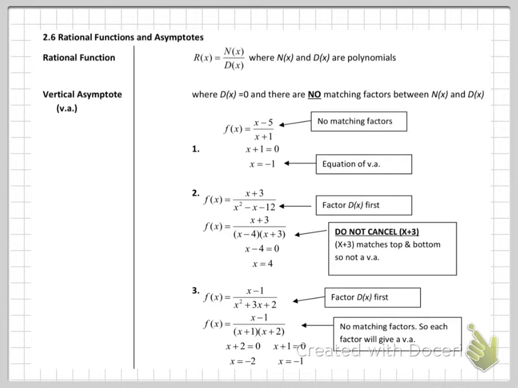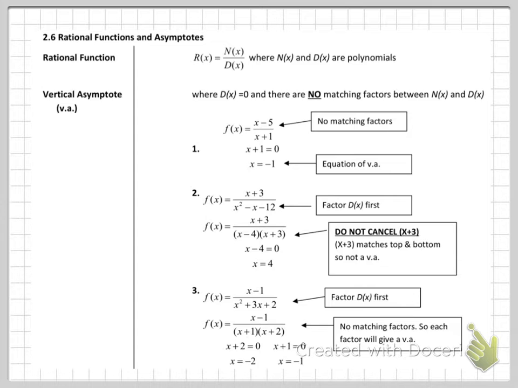Okay, section 2.6 is on rational functions and asymptotes. We are going to color code all the different types of asymptotes we can find for these. This is definitely one you're going to want to study, make flashcards for, because there's a lot of different asymptotes.